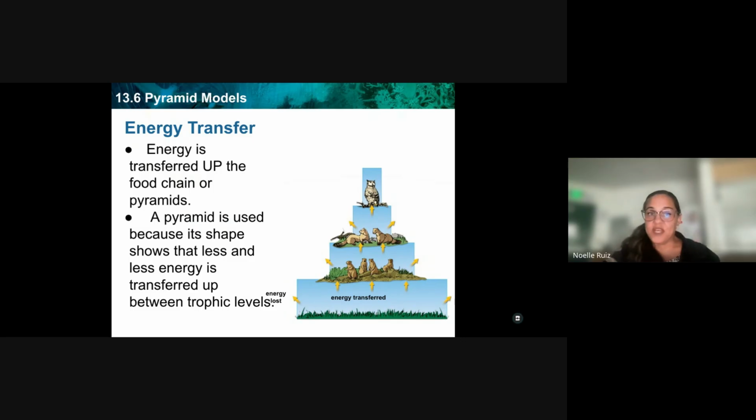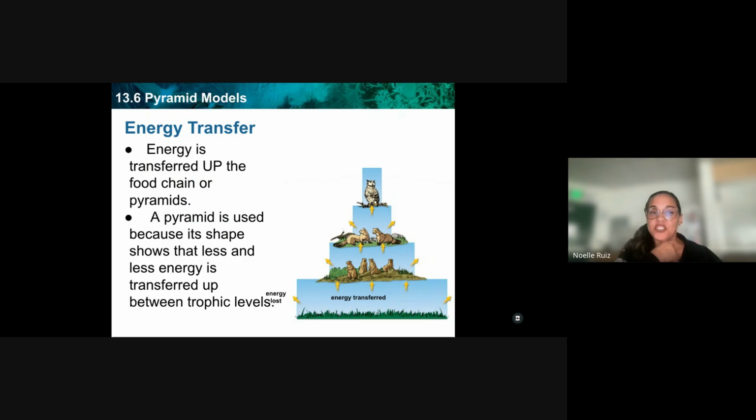Energy is always transferred up the food chain or up the pyramids. We learned this last week when we drew out our food chains, and arrows always point up because that's where energy goes. We don't give energy to our food. We take energy from our food. They give it to us.